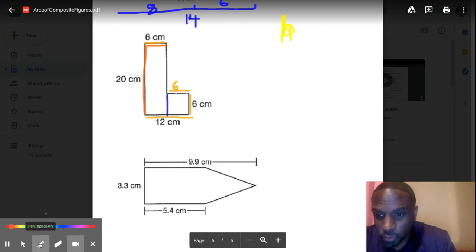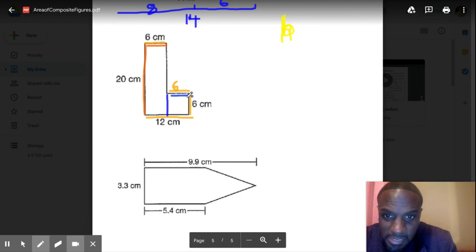Now, for my square, let me go back. Here is one side of my square. Here is the other side. So that's 6 by 6, okay? I'm looking over here. I know that this is 12.